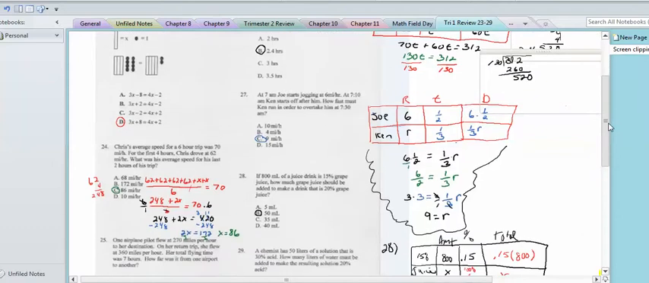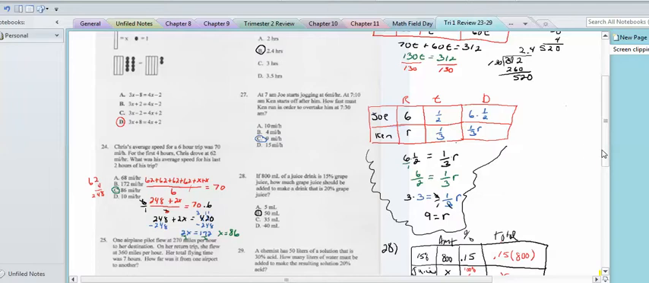Next one, number 27. Alright, this one I did do with you for warm-up. So we've got at 7 a.m. Joe starts jogging at 6 miles per hour. At 7:10, Ken starts off after him. How fast must Ken run in order to overtake him at 7:30?